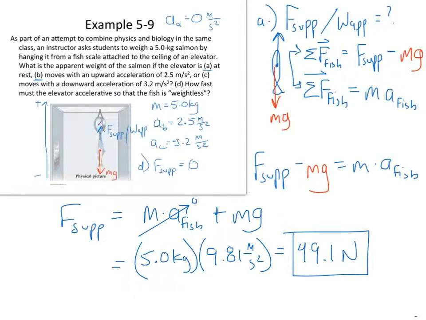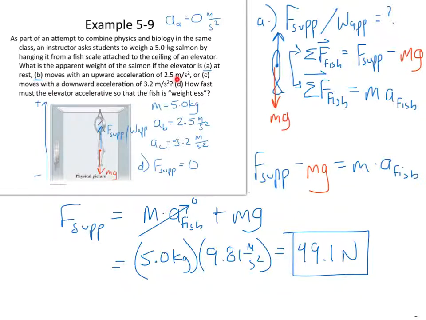Welcome back, everybody. This is a continuation of example 5.9 dealing with a fish on a fish scale in an elevator. In the previous segment we did part A, which is finding the supporting force or the apparent weight of the fish when it is at rest, and we found that out to be 49.1. Now we're going to go to part B and find out how much the fish is going to weigh, or appear to weigh, when the elevator is moving upwards with an acceleration of 2.5 meters per second squared.